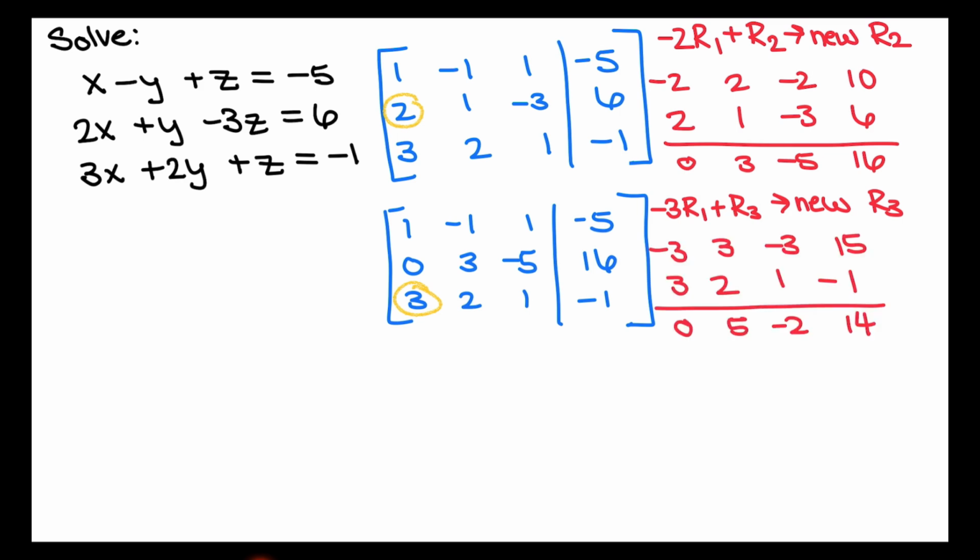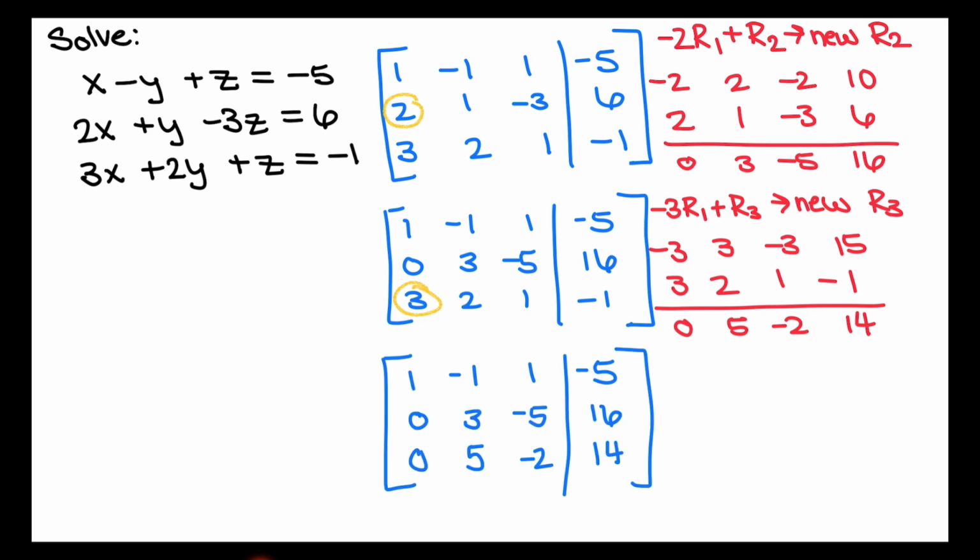So first row times -3 should be -3, +3, -3, +15. I just jotted down my third row, 3, 2, 1, -1. Add them together, I get 0, 5, -2, +14. I'm going to put that in my matrix, so first row stays the same: 1, -1, 1, -5. Second row is still 0, 3, -5, 16. And I just took my result, 0, 5, -2, 14, and put that in for the third row.